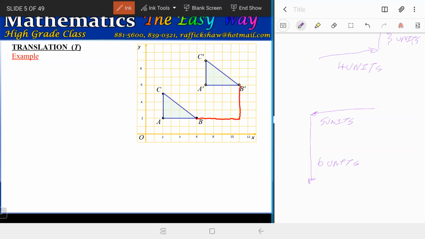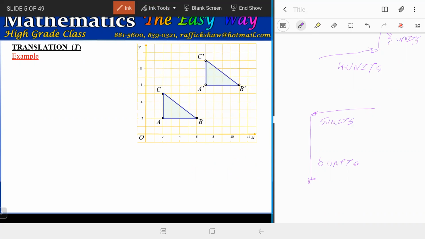So B moved 1, 2, 3, 4, 5 units to the right. Let me write it out so you can see it. B moved 5 units to the right, and then it moved 1, 2, 3, 4 units upwards. 5 units this way, 4 units that way. So I know that it's a translation (5, 4) that maps ABC onto A prime, B prime, C prime. So (5, 4) is a translation.